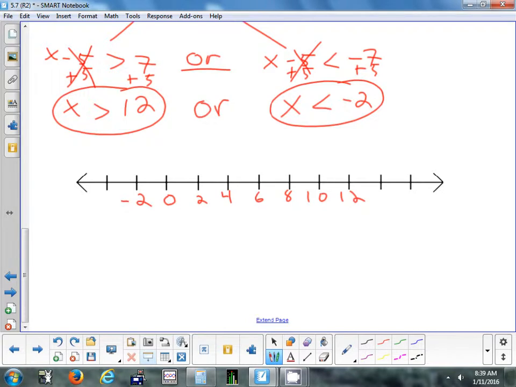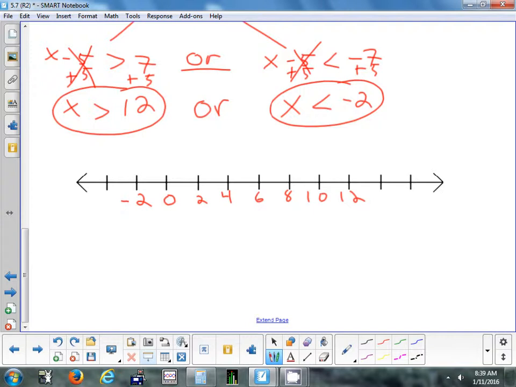Now, before I graph it, I just like to think ahead. Am I graphing everything? Or am I going to try to look for overlap? This is an or. Yeah? What were you going to say, Caitlin? Yeah, we're just graphing everything. So this doesn't require too much thinking ahead. All right, we're just going to graph everything.